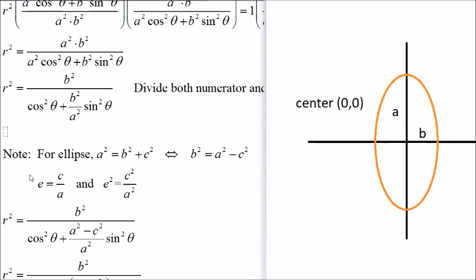And one more time, for this type of ellipse, the relationship between a, b, and c is a squared equal to b squared plus c squared. And so we have b squared is equal to a squared minus c squared. And then also recall that the eccentricity e is defined as c divided by a, or e squared is c squared divided by a squared.